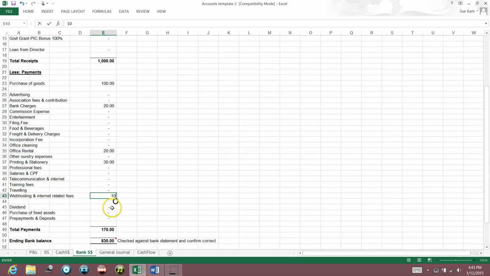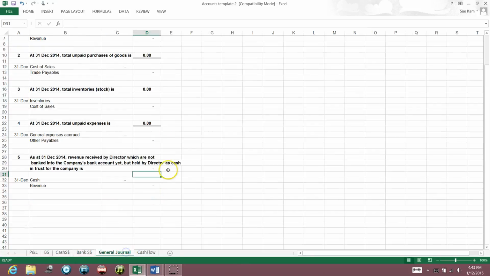Okay, so dividend, 50. Maybe if you don't make a profit during the year, your dividend should not be so much. Maybe the dividend is no. If you make a loss, you cannot pay dividend. So dividend is 0. Purchase of fixed assets is 20, whatever. Prepayment is 30. Okay, then I come to the general journal.